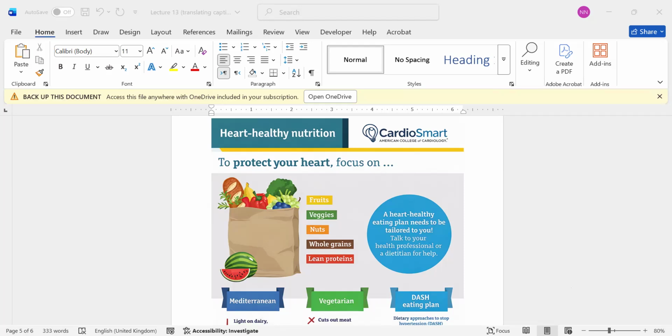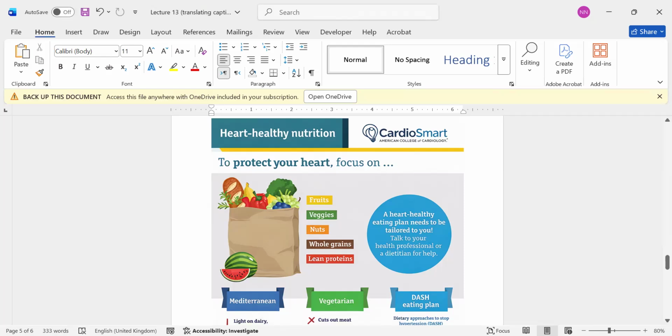How can I translate this part? You can say الخطة الأنسب لنظام صحي أفضل. You don't have to say tailored to you. أنسب, it means that it best suits you. So الخطة الأنسب لنظام صحي أفضل.